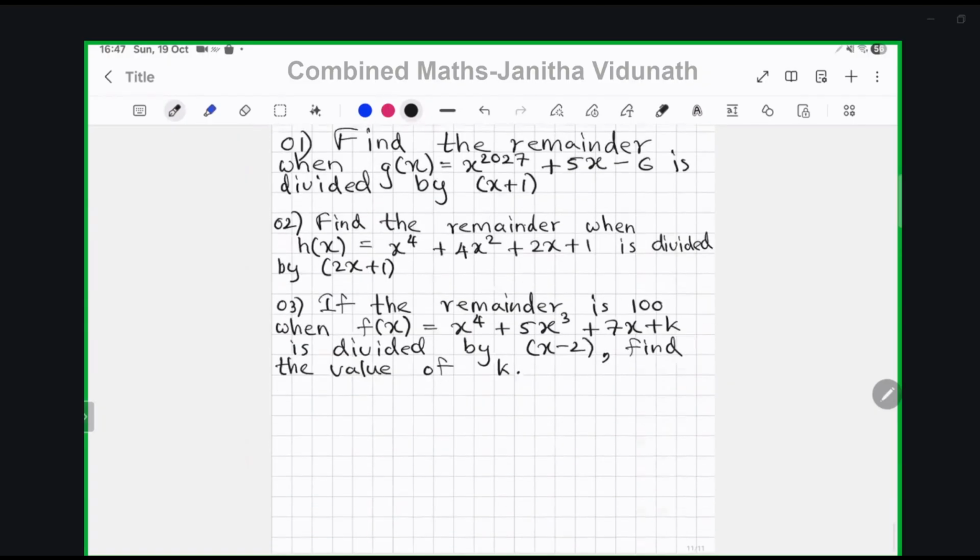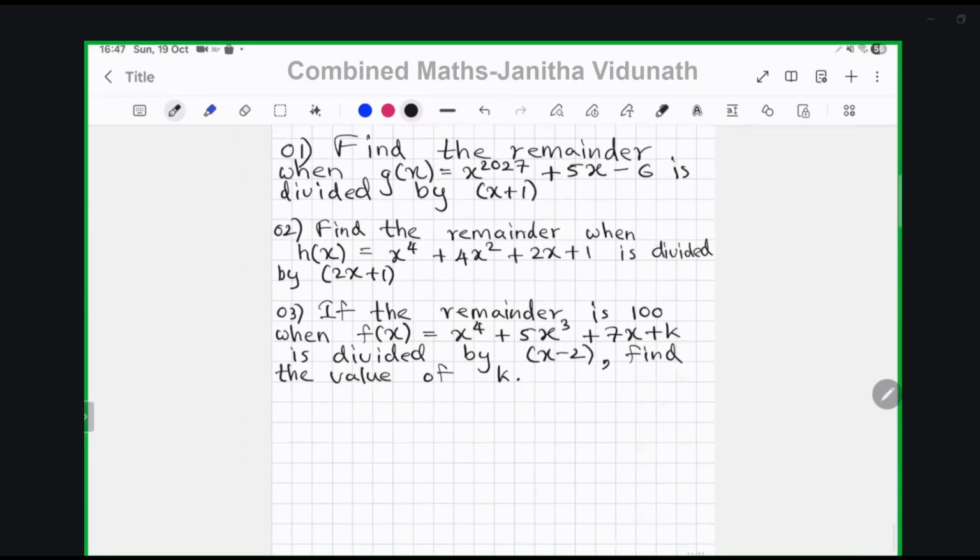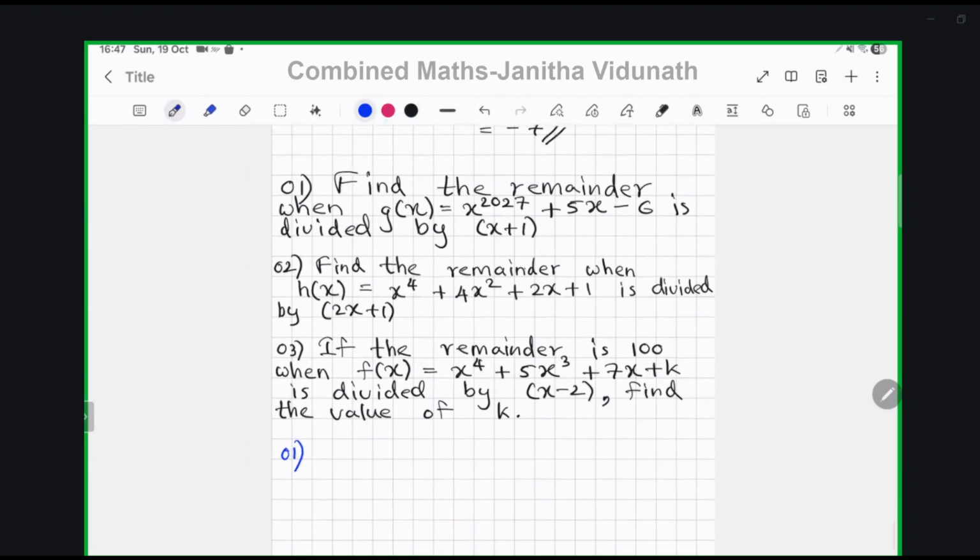Okay. Now I will start to solve the first question. Here they ask only for the remainder. The divisor is x plus 1, that means a linear divisor. That means we can use the remainder theorem. According to the remainder theorem, our divisor is x plus 1. Then we set our divisor to 0. From there, we obtain x equal to minus 1.